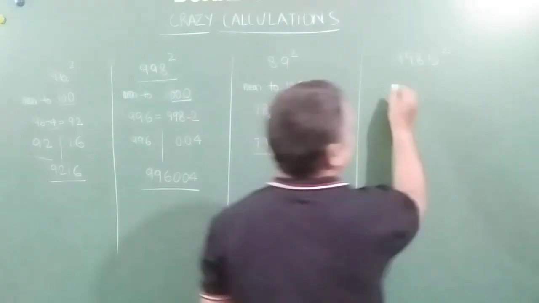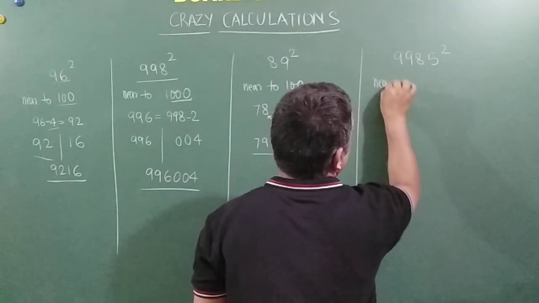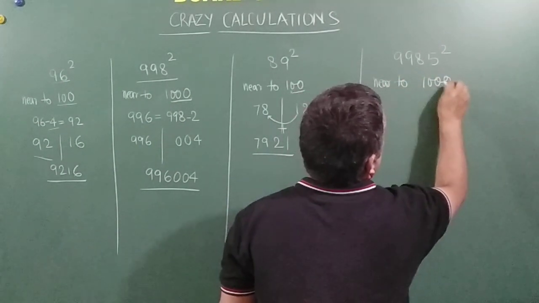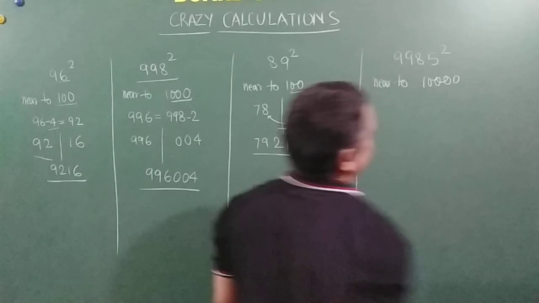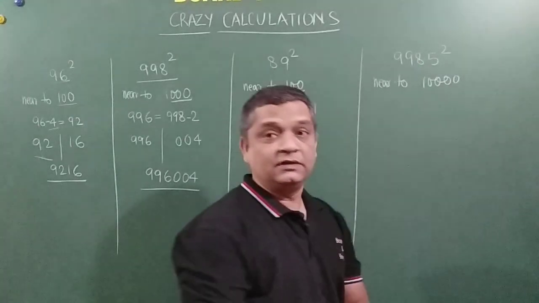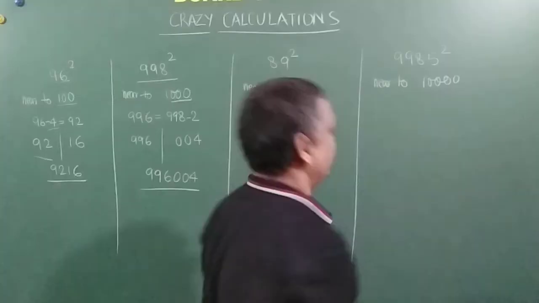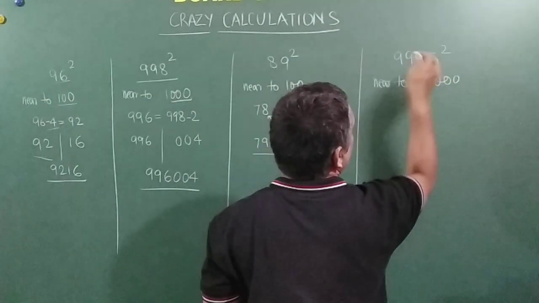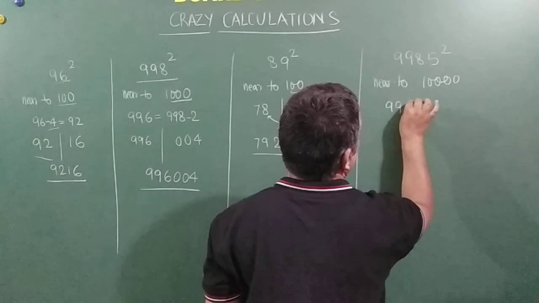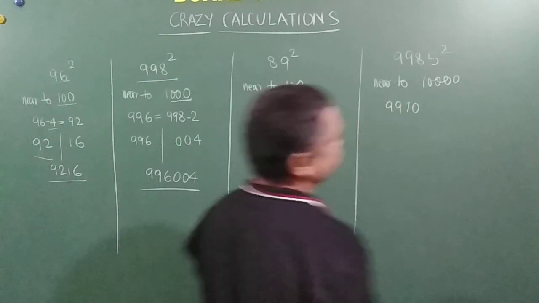Right friends? So this is near to 10,000. How much less than 10,000? 15 less than 10,000. Right friends? So I will reduce 15 from here. This becomes 9970.